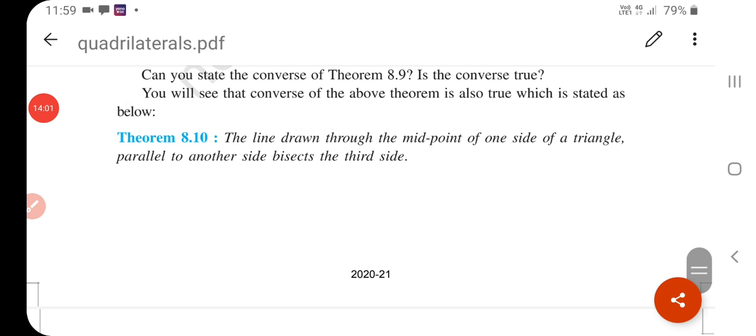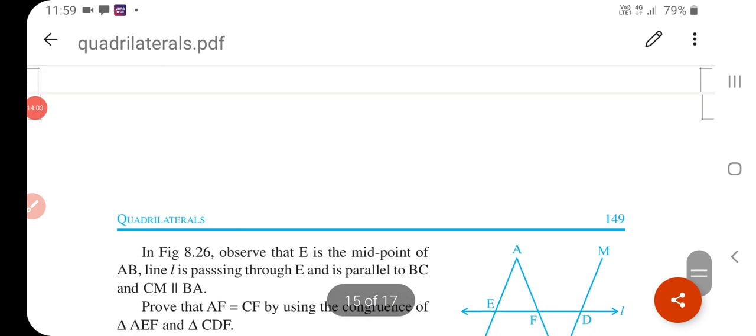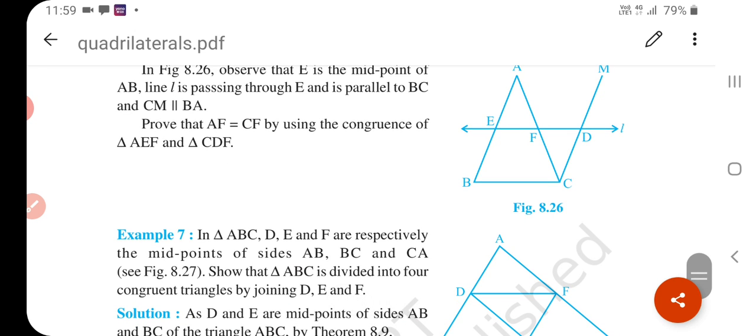Now next, triangle AEF is congruent to triangle CDF by the AAS rule of congruency. Okay, so if these two triangles are congruent, then by corresponding parts of congruent triangles, we can say that AF is equal to FC. Okay, hence F is the midpoint of AC. Okay, understand? So these are two theorems we can learn. First is the midpoint theorem and another one is the converse of the midpoint theorem.